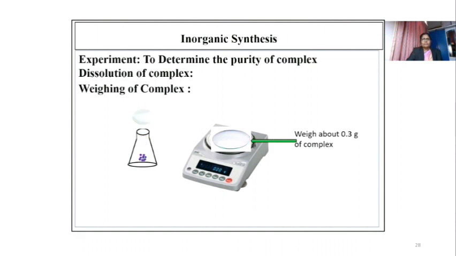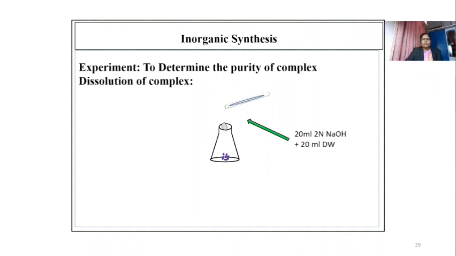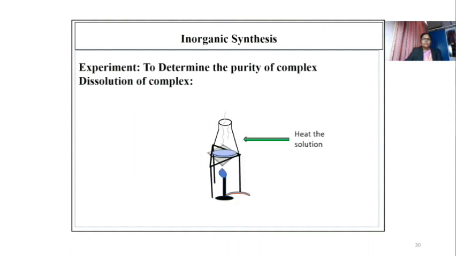Rinse the watch glass. Add to this 20 ml 2 normal NaOH solution and 20 ml distilled water. Now heat this solution gently to boiling till the evolution of ammonia is complete. To check whether the evolution of ammonia is complete or not, test it with turmeric paper. It should not turn brownish red.